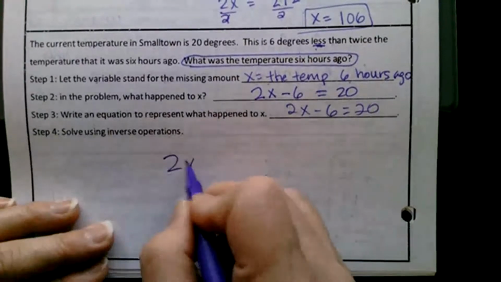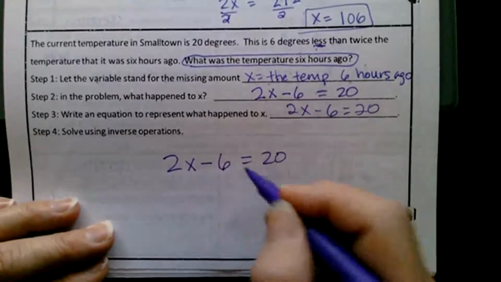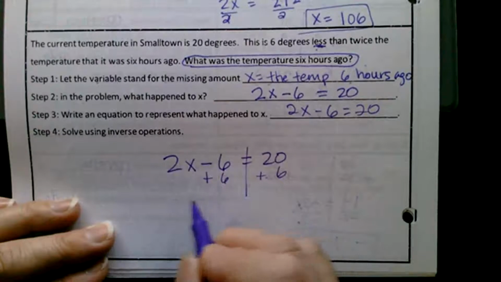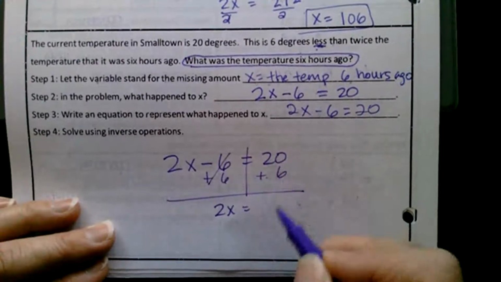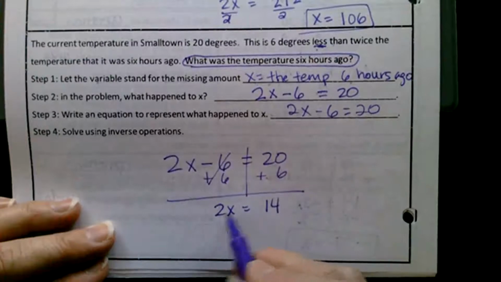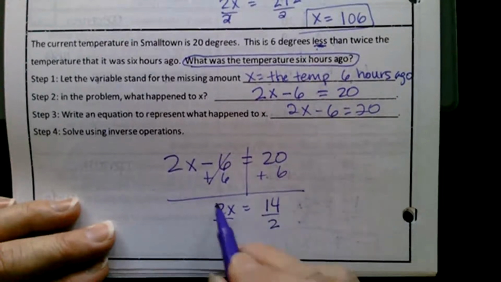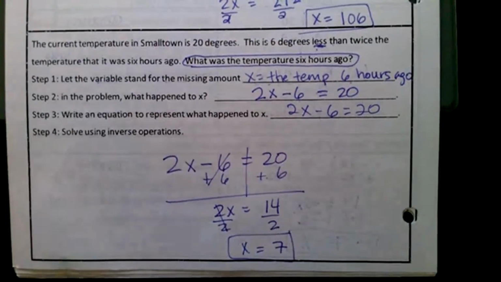Now I can solve 2x minus 6 equals 20. So add 6. Remember, I'm going to undo addition or subtraction first. Those cancel. I get 2x equals 20 minus 6 is 14. So this is 2 times x equals 14. So that's multiplication. So I'm going to divide by 2, divide by 2. Those cancel. x equals 7. So 6 hours ago, it was 7 degrees.